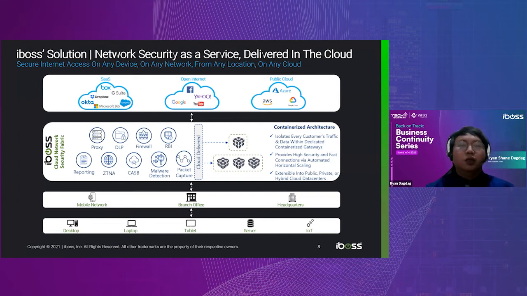So that gateway is dedicated to your environment, and that IP address is dedicated to your environment as well. So you can make that IP address your own identity when you are surfing the internet, on behalf of all users wherever they are. This IP address will be given by iboss, and would be the source IP for all users.